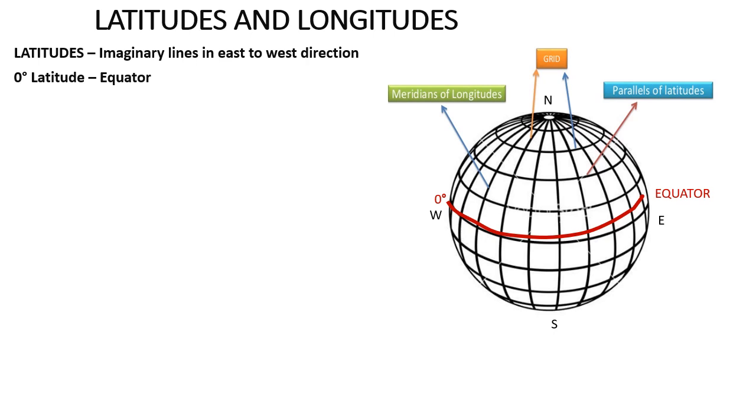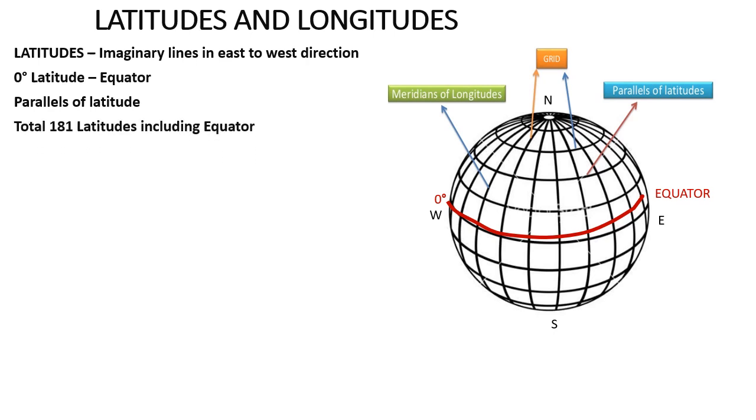0° latitude is the largest latitude, which divides the earth into two halves of a sphere, hemispheres. The part which lies to the north of it, towards the North Pole, is the northern hemisphere, and the part which lies to the south of it, the equator, towards the South Pole, is the southern hemisphere. They are also called parallels of latitude as all the lines of latitude lie parallel to each other. They never intersect. That is why they are called parallels of latitude.